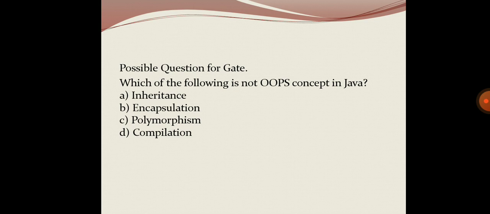Then a possible question in GATE. Which of the following is not an OOPS concept in Java? Inheritance, encapsulation and polymorphism are concepts in Java, and compilation is not an OOPS concept in Java. So D is the answer.